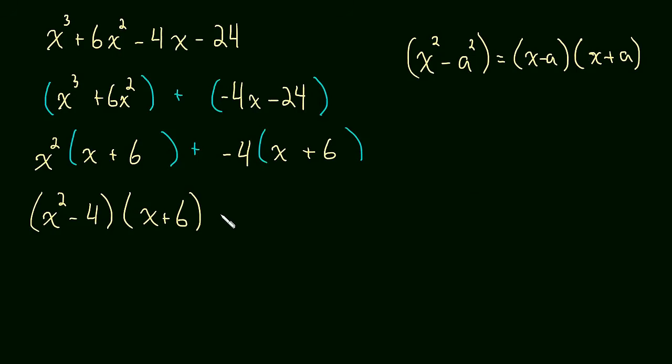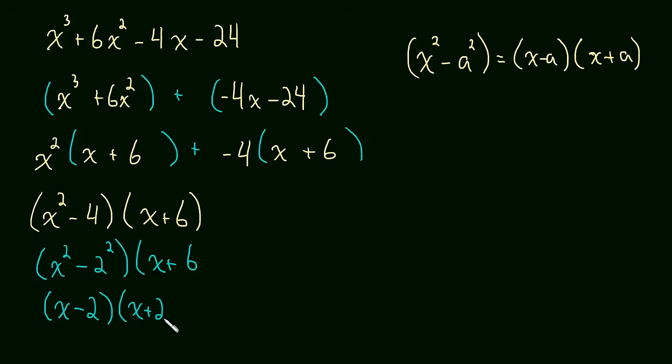Well, that's what we have here. Isn't this x squared minus 4 the same as x squared minus 2 squared, times x plus 6? So now we can use the difference of squares to factor this completely into x minus 2 times x plus 2, times, oops, sorry, I missed a parenthesis up there, times x plus 6. And now we're done. This is as simple as we can get this problem. So we factored by grouping. That's how we're going to do it.